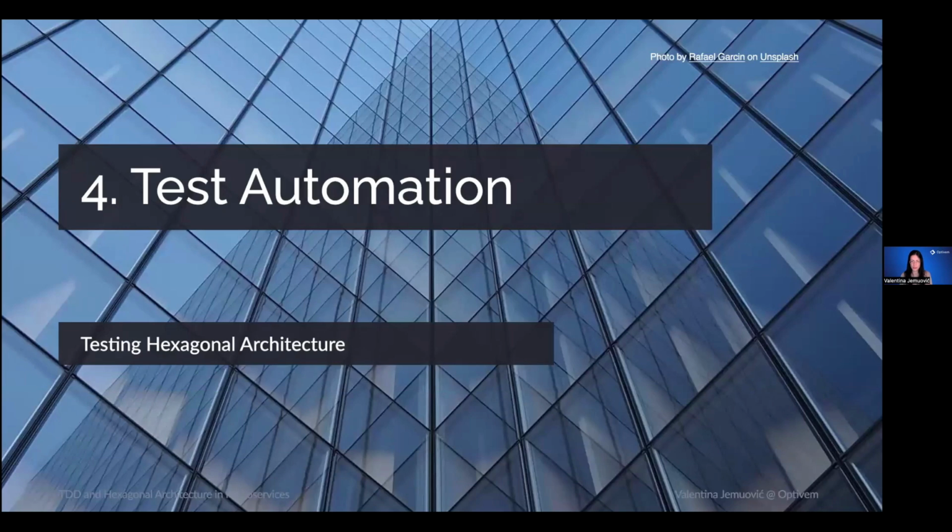Now let's drill down into test automation. How do we test with hexagonal architecture? And this is a really big motivating factor behind using hexagonal architecture, because hexagonal architecture really helps bring a higher level of testability for business logic, because we separate the application with its business logic from the external world, and it gives us a big benefit regarding testability.